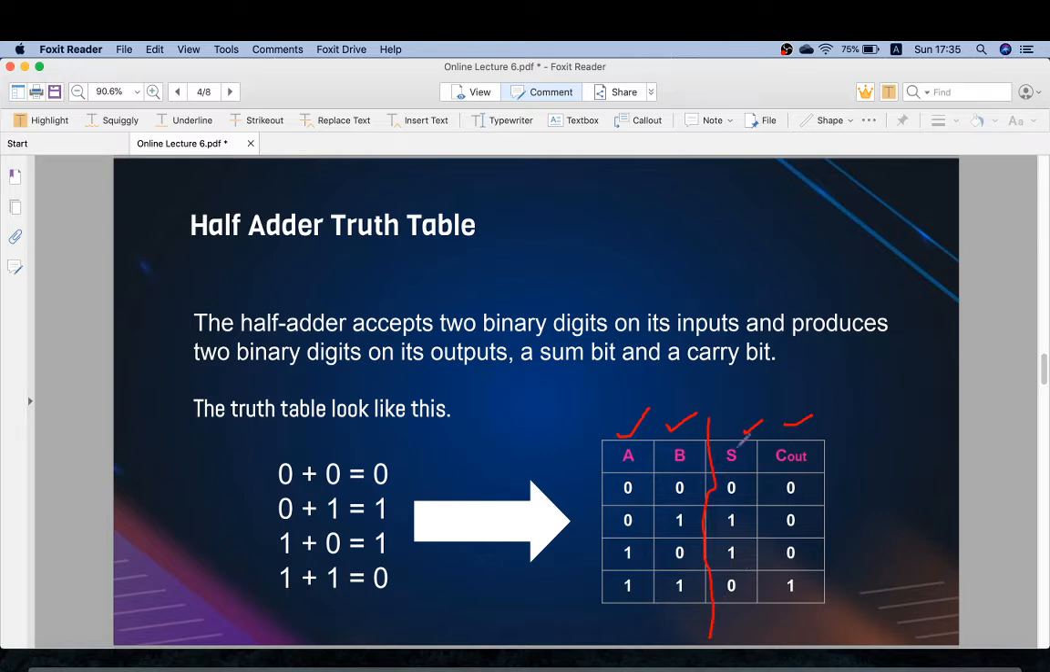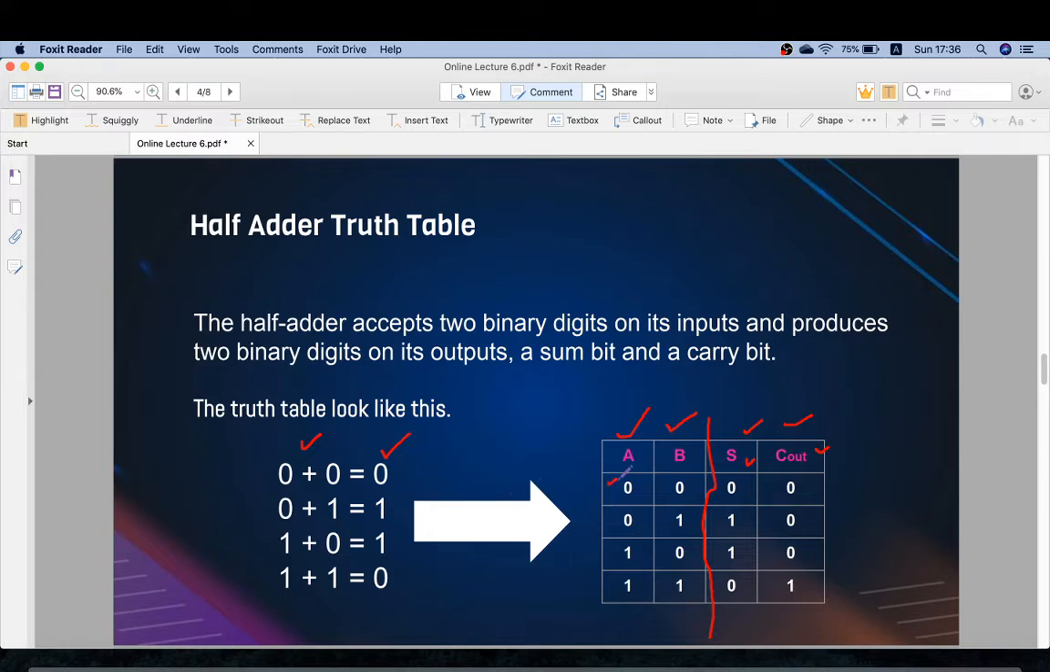So what is sum? Sum is the simple arithmetic logic and carry is the remaining figure. According to simple arithmetic, 0 plus 0 is equal to 0, 0 plus 1 is 1, 1 plus 0 is 1, 1 plus 1 is equal to 0. Now let's start making the table. First of all we will make S, and then we will make carry, C out.